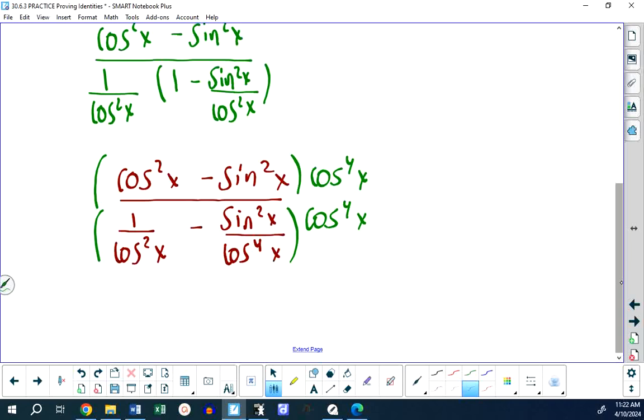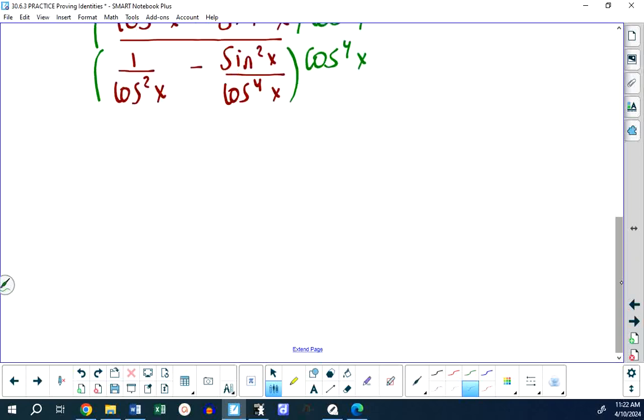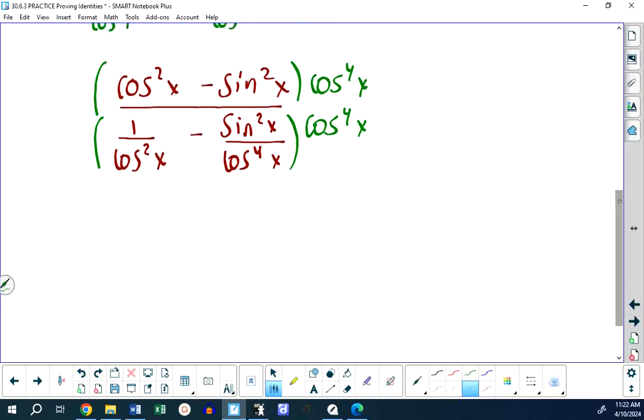My motivation there is I want to get rid of the cos squared of x in the denominator of the denominator, and I want to get rid of the cos to the 4 of x in the denominator of the denominator. And what I end up with is cos to the 4 of x, and then I have cos squared of x minus sine squared of x on the top.